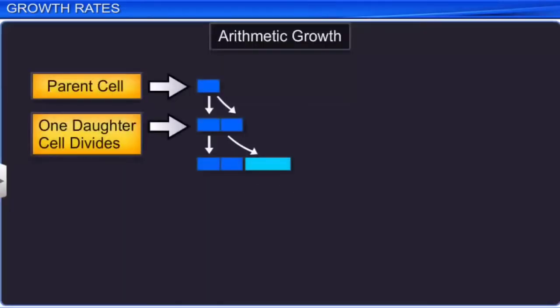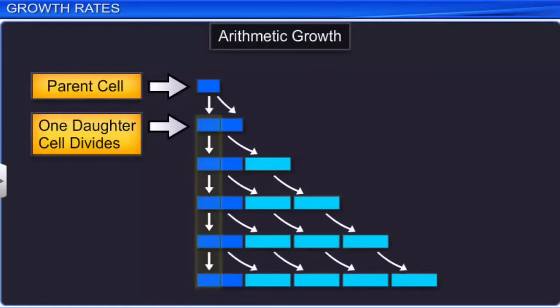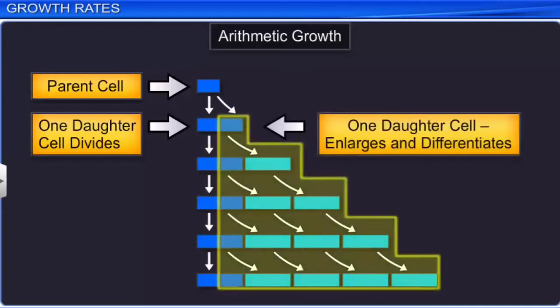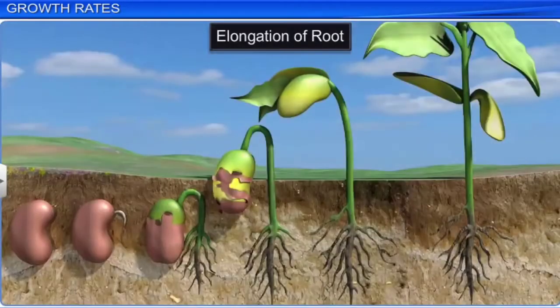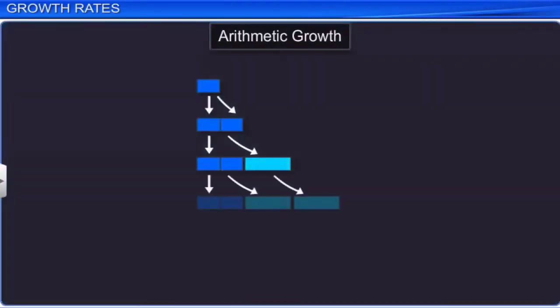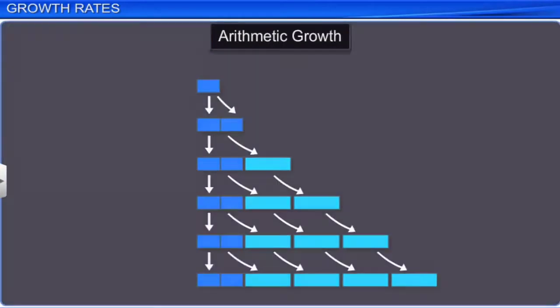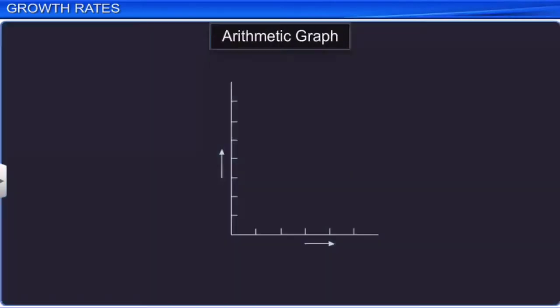Arithmetic growth refers to the division of one daughter cell obtained during mitosis, while the other daughter cell enlarges and differentiates. An example of arithmetic growth is the elongation of the root. Here, let's plot a graph to determine the growth rate of a root. Let's take the length of the root on the y-axis and the time taken for growth on the x-axis and plot a graph.